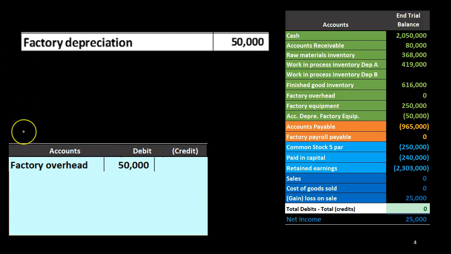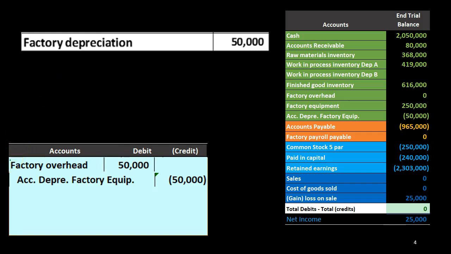We're going to debit the factory overhead, and we're going to credit the accumulated depreciation. So note, this is very similar to a depreciation journal entry we would normally have. You might have just memorized this journal entry for depreciation: debit depreciation expense and credit accumulated depreciation. Now this is going to be different because the depreciation is not expensed in that time period. It's being used to create inventory. That's why we're putting it into overhead.